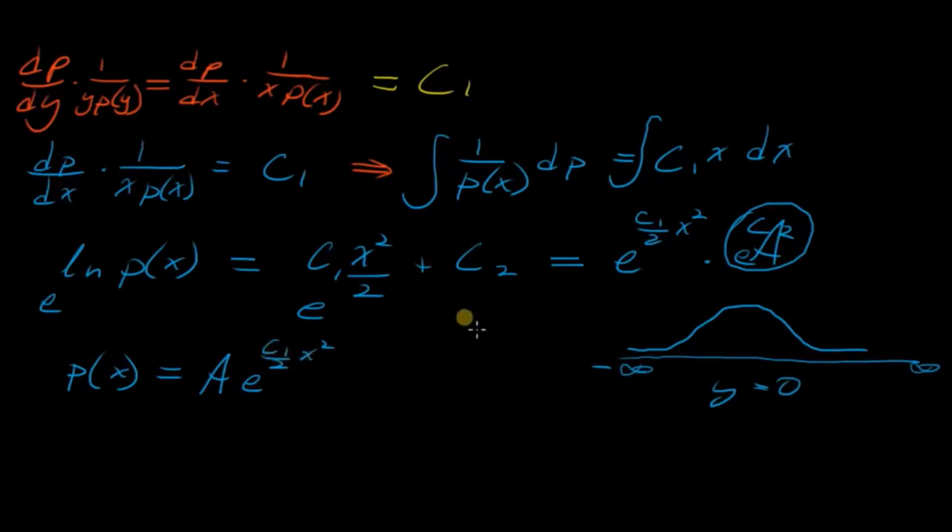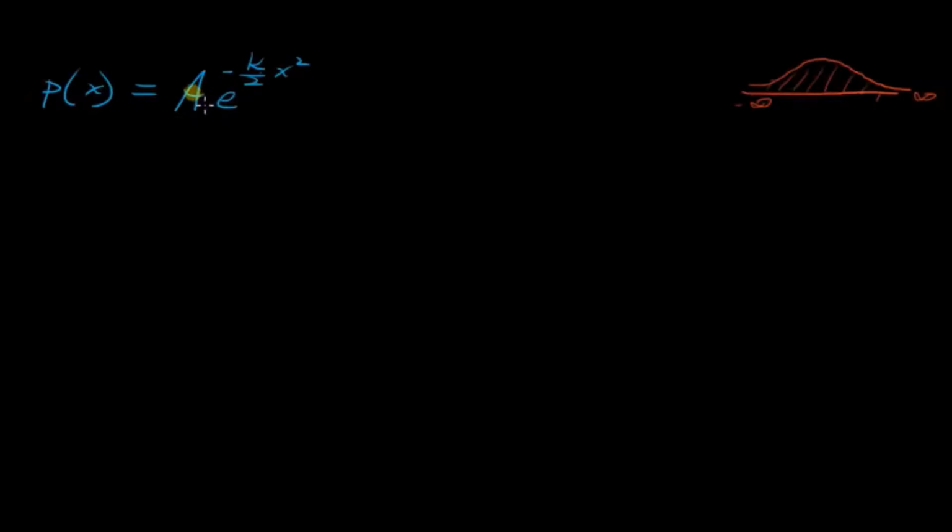So let's just do this. Let's say C1 equals negative k. I'm just going to switch that right here. So negative k over 2. And this is going to be the basic function that we're going to build on from here. Okay, well now we need to figure out some way to get an expression for a and then for k. So let's talk about a.